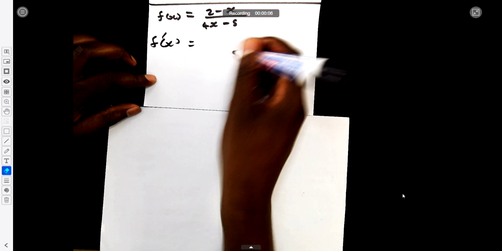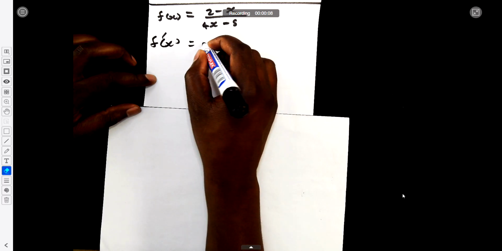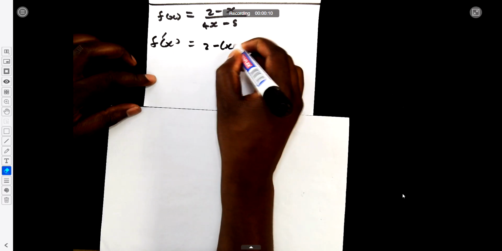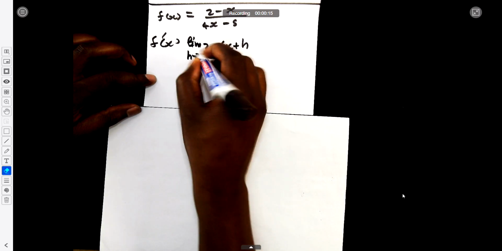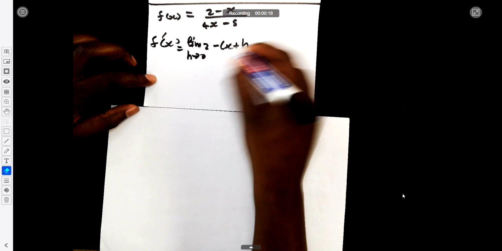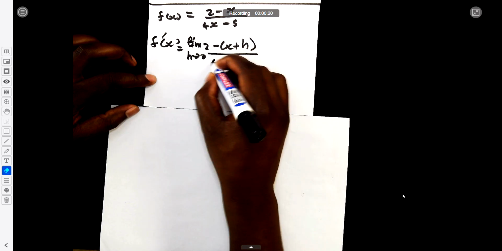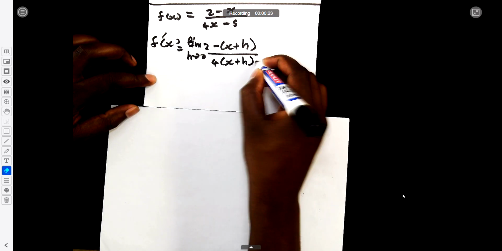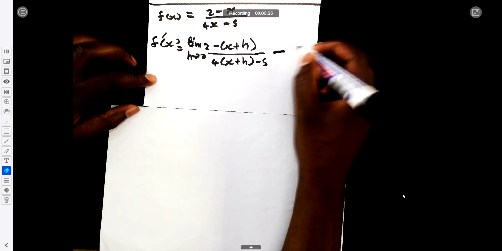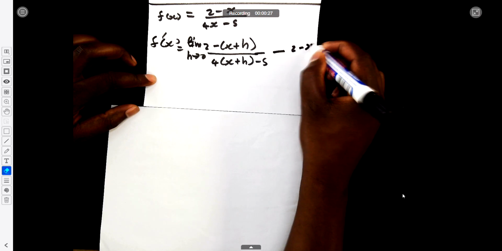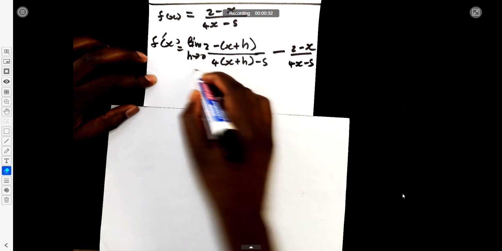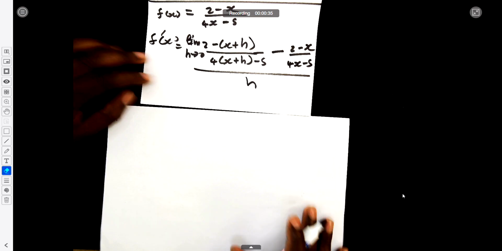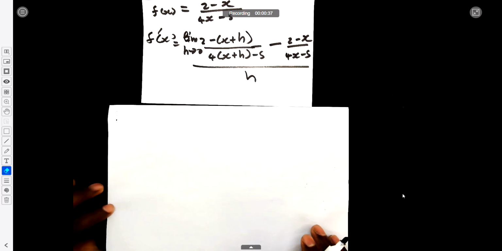It's first principle derivative, so we know that f prime of x is equal to the limit as h approaches 0. We know that where there's x, we need to substitute x plus h. I'm always forgetting our limits. And all divided by where there's x, we substitute x plus h: 4(x plus h) minus 5, and we must subtract 2 minus x over 4x minus 5. Everything must be divided by h.